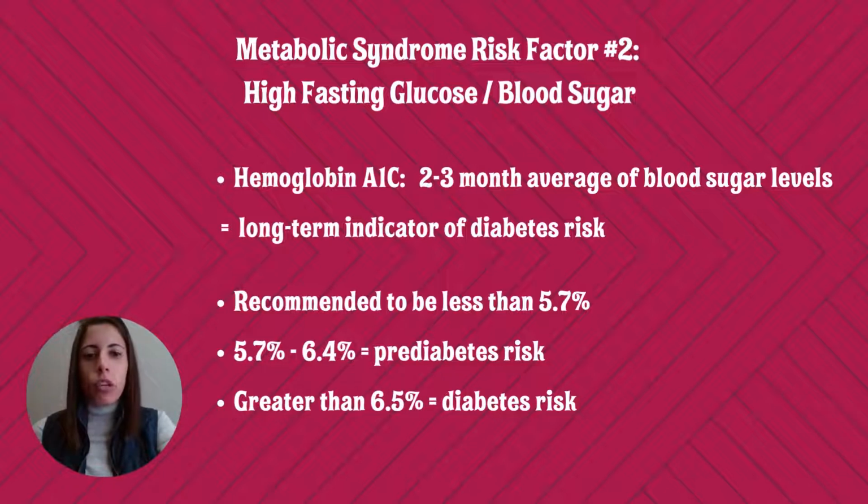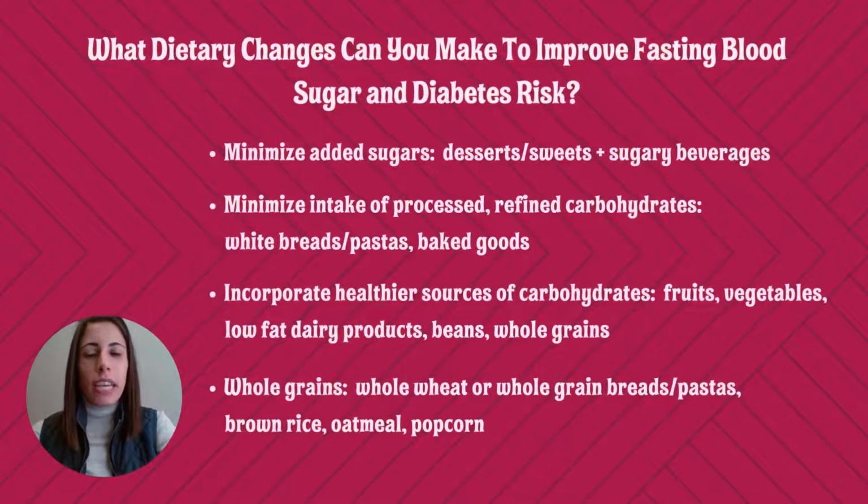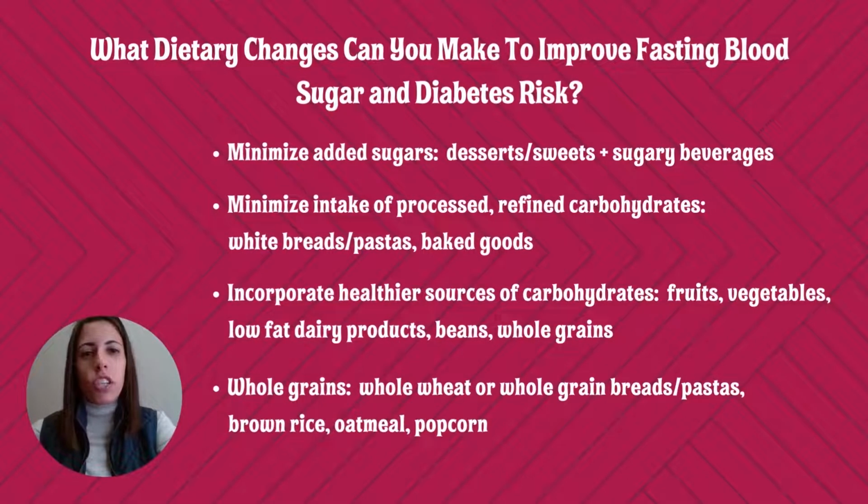The normal range for that is recommended to be less than 5.7%. Anywhere from 5.7 to 6.4% is getting into the pre-diabetes range, and greater than 6.5 is in the diabetes risk category.